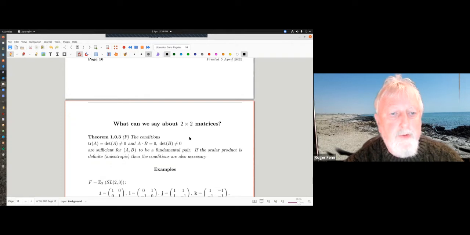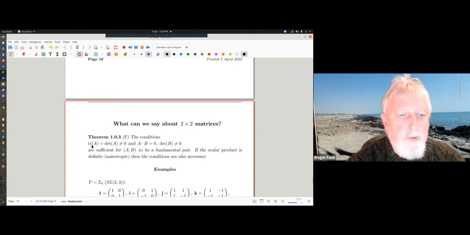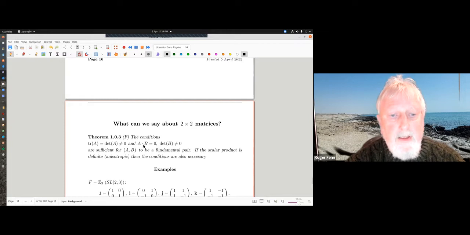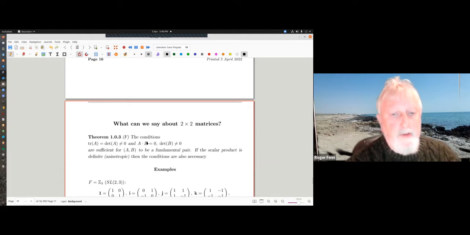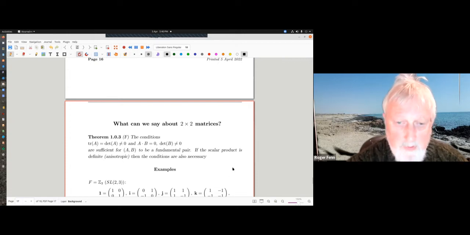So what are the conditions? You go through the same mathematics, and what you need is the trace of A equal to the determinant of A, and you don't want that to be 0, and a dot b equals 0. So they're orthogonal in this sense, and we want B to be invertible, so det B is not 0. These are sufficient conditions for A, B to be a fundamental pair. If the scalar product is definite, so anisotropic, then the condition is also necessary. But that's okay, because we find things like that, and they'll give us solutions to the Yang Baxter equation.